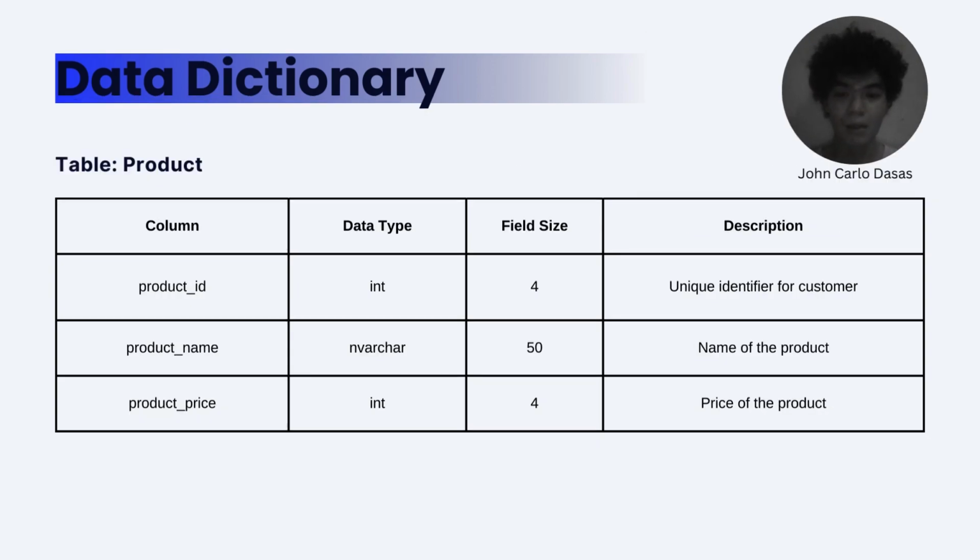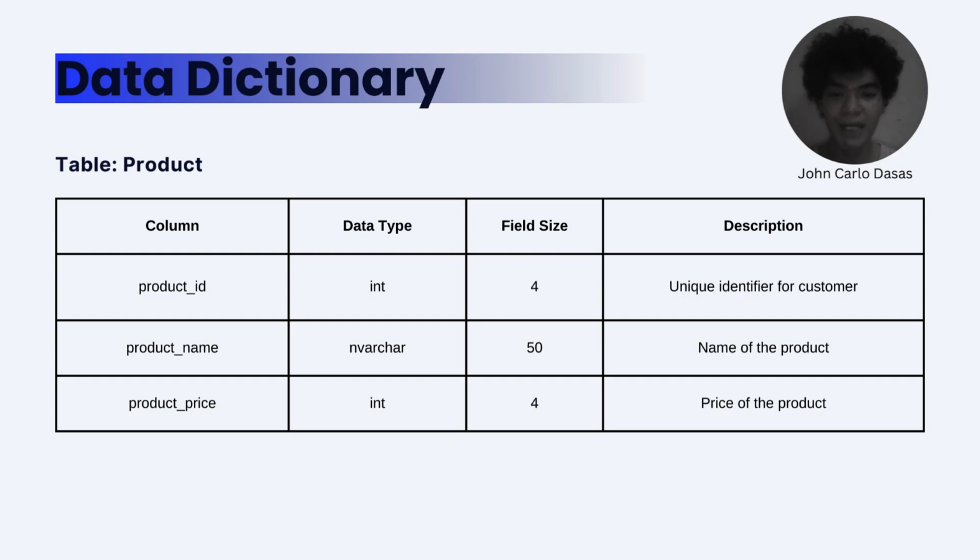Table product. For product ID, its data type is integer, the field size is 4, and the description of it is unique identifier for customer. For product name, the data type is nvarchar, and the field size is 50. And the description of it is, of course, the name of the product.